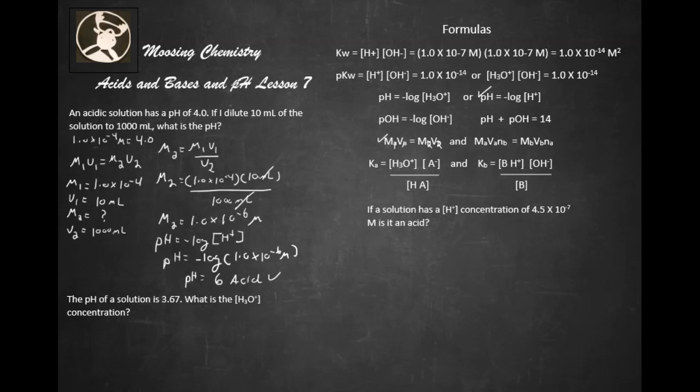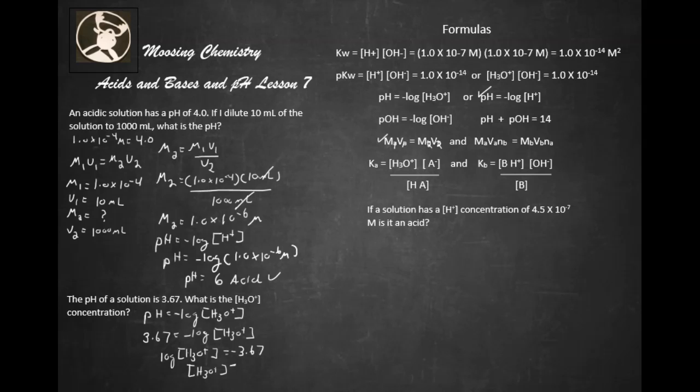Our next problem says the pH of a solution is 3.67. What is the OH concentration? Alright, so what we do is we simply say this. We have the pH, so now we're going to do this. pH equals negative log of H3O plus. So 3.67 equals the negative log of H3O plus, and we're going to do a variation of what we did on a problem earlier in another lesson. So we're going to make this log of H3O plus equals negative 3.67. So we're going to do the antilog.